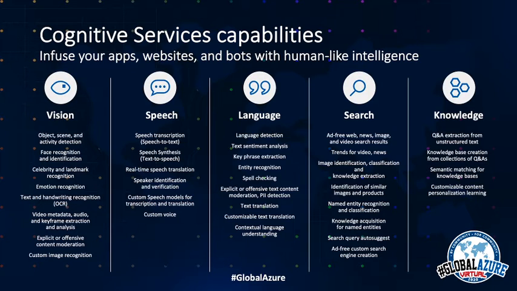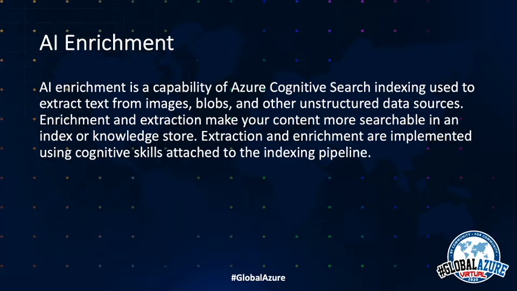Anything: images, PDF files, HTML content, PowerPoint slides. So the cognitive service extracts metadata and text from the images. Yeah, it can read a lot of information from there. So what is the AI enrichment?